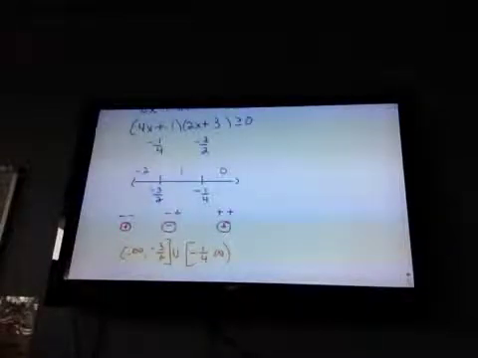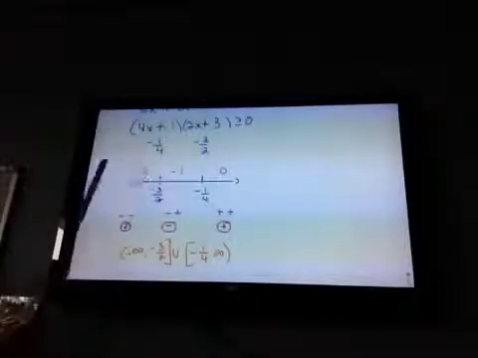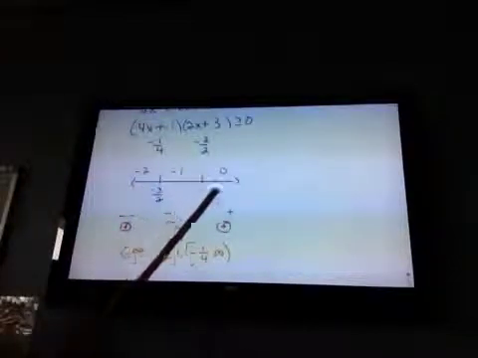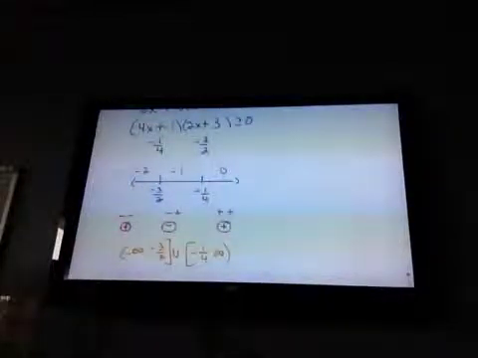So again, we're searching for the area of the number line where my answers are going to work, where my x's are going to work, where the values are going to work.